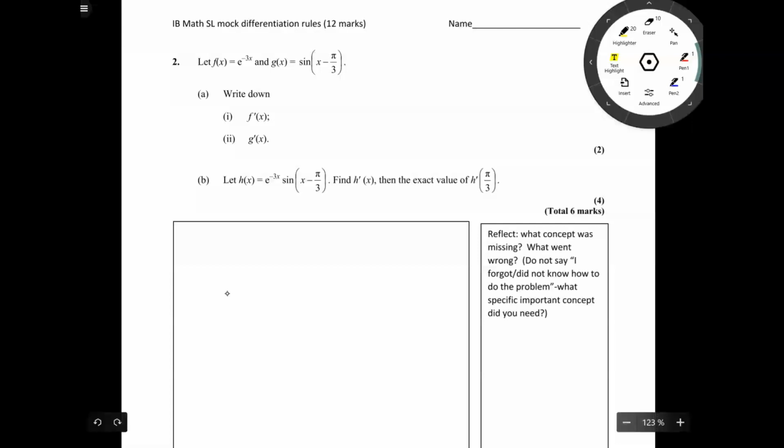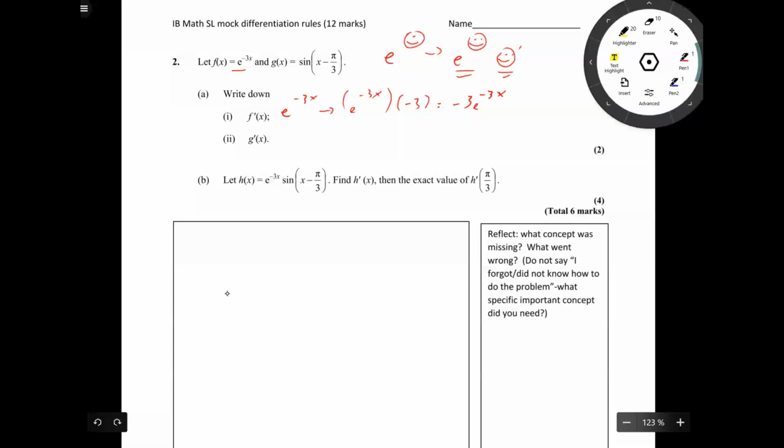Okay, so f dash, let's look at what would be the derivative of e to the -3x. Remember, the derivative of e to the something is equal to e to the something times the derivative of something. So we'll get e to the -3x. We just repeat the same thing again, and then we write the derivative of the something, which is -3x. The derivative of -3x is -3. So the derivative is -3 e to the -3x, right?